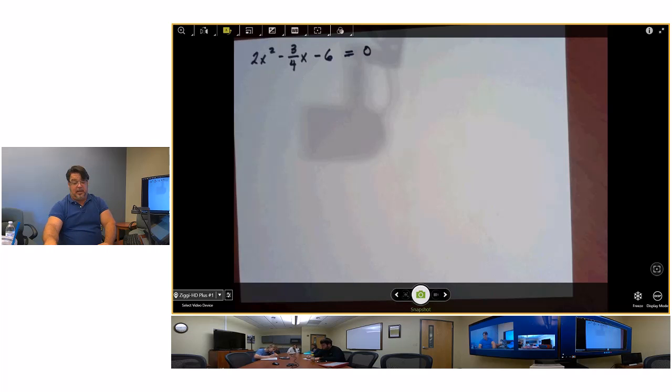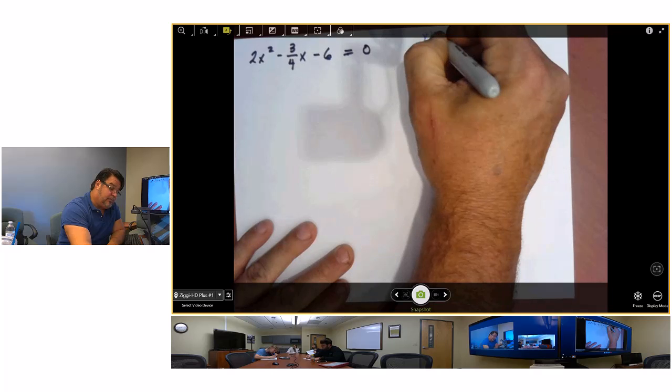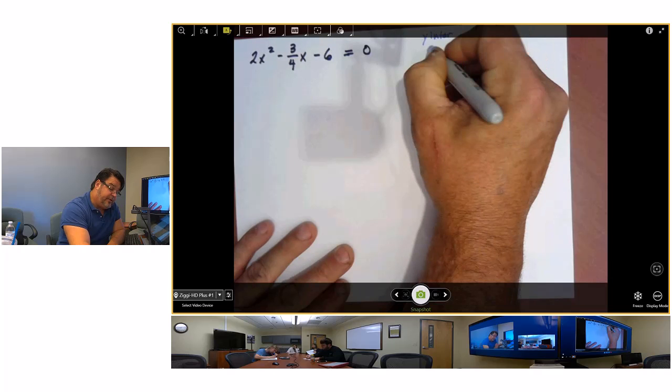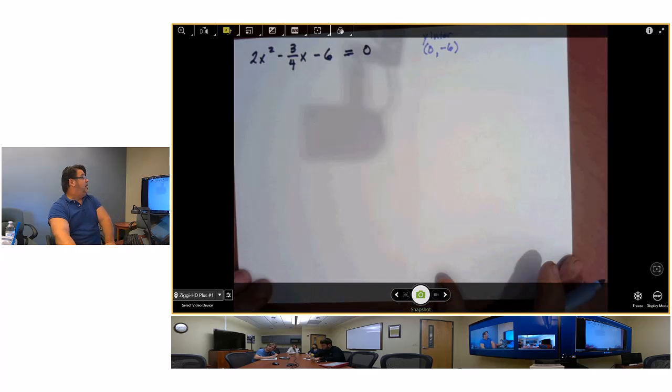And I tell you what, I like y'all, so I'm going to do the y-intercept for y'all. The y-intercept is (0, -6). There you go. I thought I'd do that much for y'all.